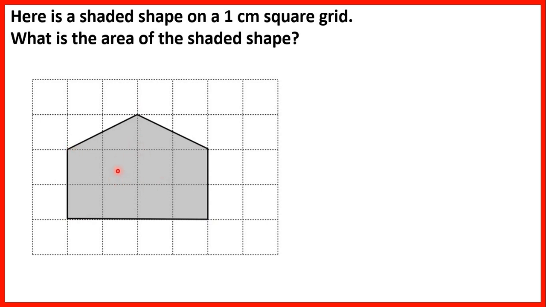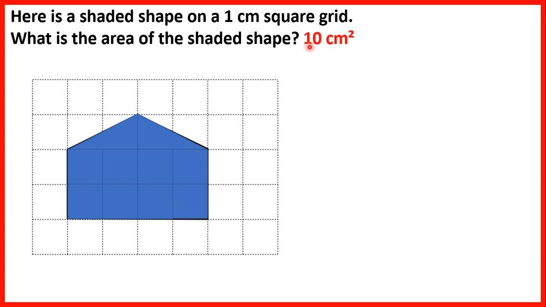a shape takes up. So we can see that here we have half of 2 squares, so that's the same as 1 square shaded. And here again we have half of 2, so that's another one. So we have 1, 2, 3, 4, 5, 6, 7, 8, 9, 10. So the area is 10 centimetres squared.